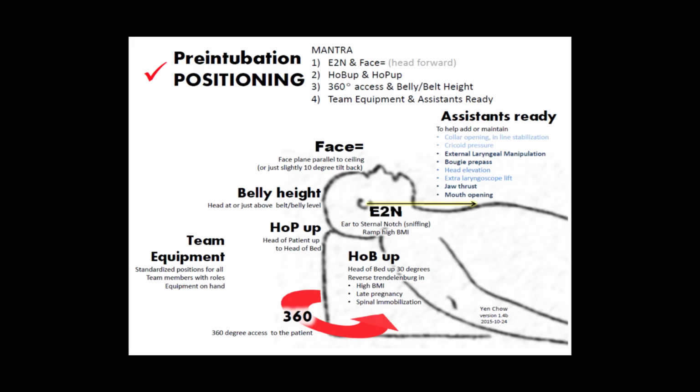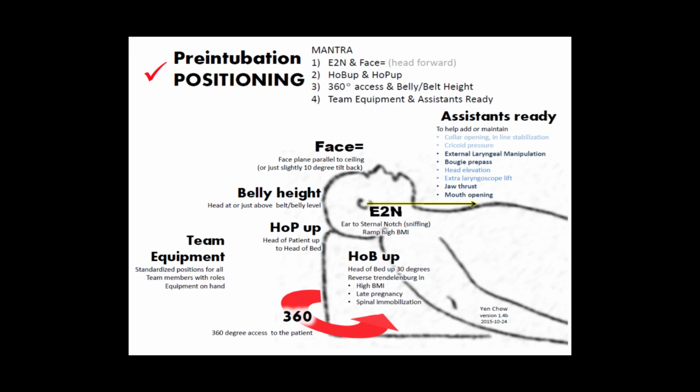Pre-intubation positioning essentially has four steps in the positioning mantra. The first is ear to sternal notch and face forward. So you want to bring their ear up to the sternal notch in a sniffing position, and you want to keep the face parallel to the ceiling or just slightly tilted back. The face should not be cranked way back in hyperextension. You want to bring that neck into a bit of a flexion position so that the ear is level with the sternal notch, and the requirements of ramping will change depending on the patient's body habitus, and we'll show you some pictures of that next. The second is the head of the bed up.